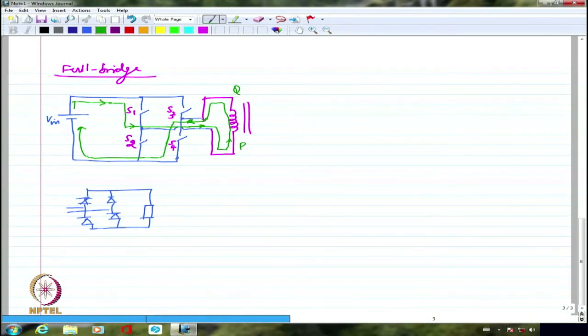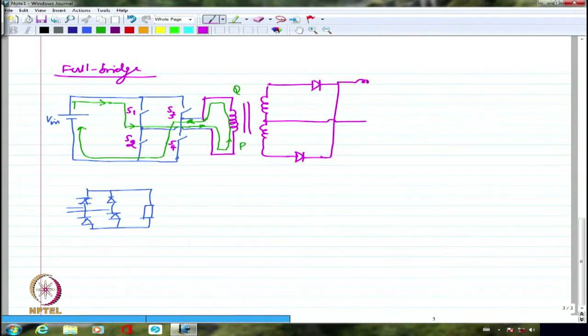Now again on this side we'll have two secondaries, again the same center tap rectifier. So I'm going to have one diode here, and then these two, and then I'm going to have an inductance and a resistance. So this is the load. I call this V0.